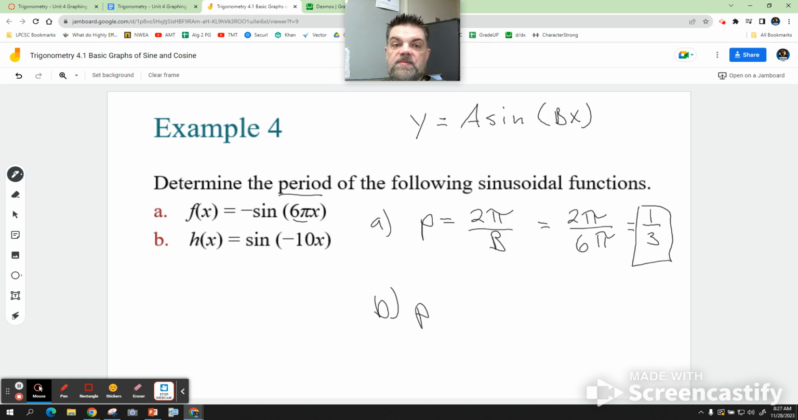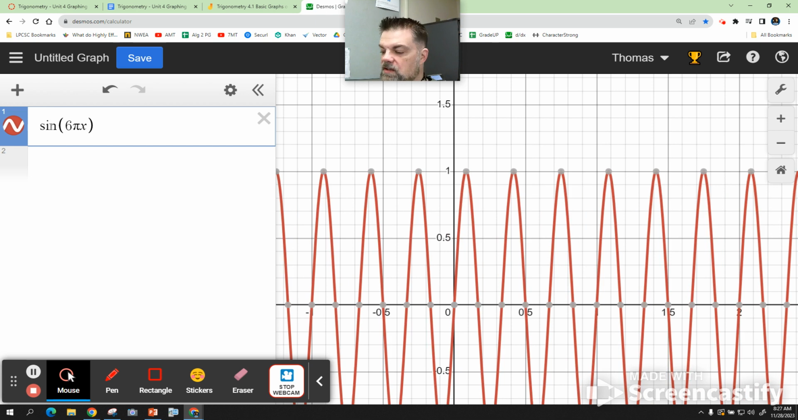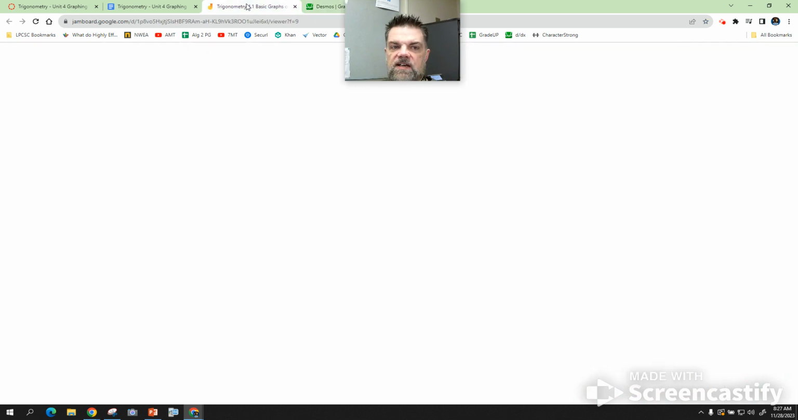Now if we do B, it's still the same thing. Now notice it was flipped upside down though, right? That negative sign flipped this upside down. If I take that negative away, it'll go the other way, right? So the negative sign just flipped it upside down.